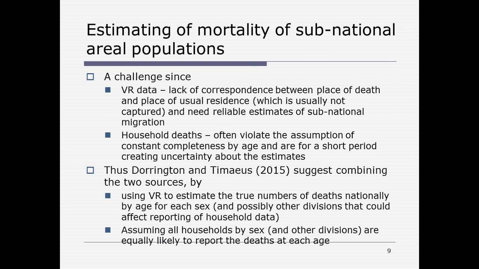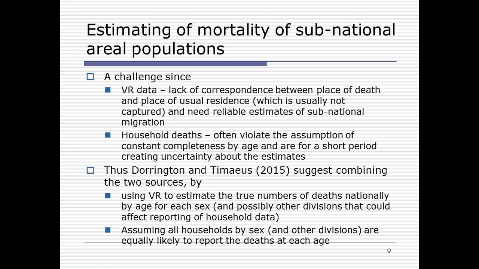Turning now to estimating mortality by provinces or regions, and we have a challenge, because if you use vital registration data, there's often a lack of correspondence between the place of death and the place of usual residence, and the systems tend not to record usual residence, or if they do, it's only for very recent years, and probably incomplete. And you have a problem that you need estimates of migration to produce estimates of mortality, and the migration is far more significant at the subnational level.